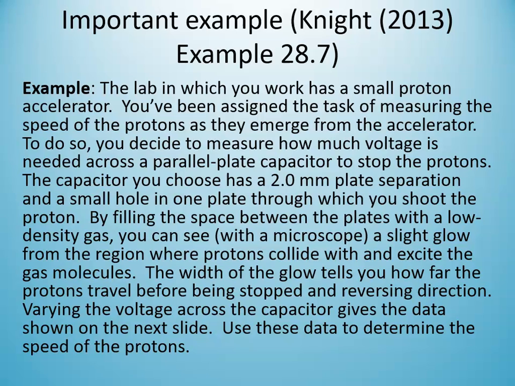So, in any case, based on the width of that glow, that is, how far the glow goes from the negative plate to where it stops, you can use this multiple times to deduce the speed that the protons are entering into the plate capacitor. In other words, what you're going to do is vary the voltage. As you vary the voltage, that changes the width of the glow.